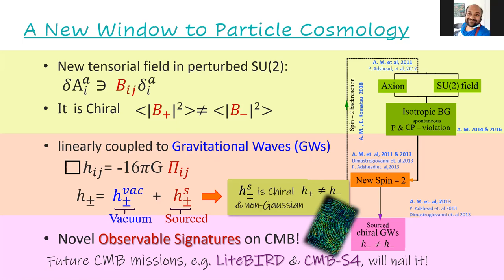So this πij is sourced from the thing you are talking about. I'm sorry? This πij, this source term, is basically coming from those calculations. Exactly. So πij is a linear function of this matrix B.